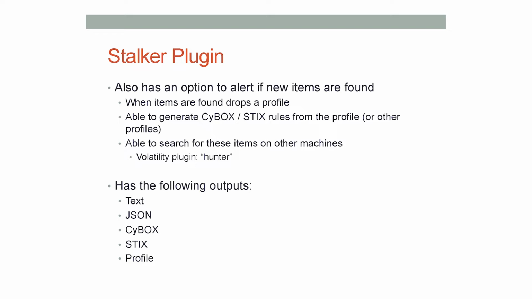There's also a plugin for Volatility called Hunter, and what that allows you to do is to import a profile and use it as an indicator of compromise profile and allow you to highlight the things that it's actually found. And of course, it has all the same different outputs that we have for the Profiler plugin.